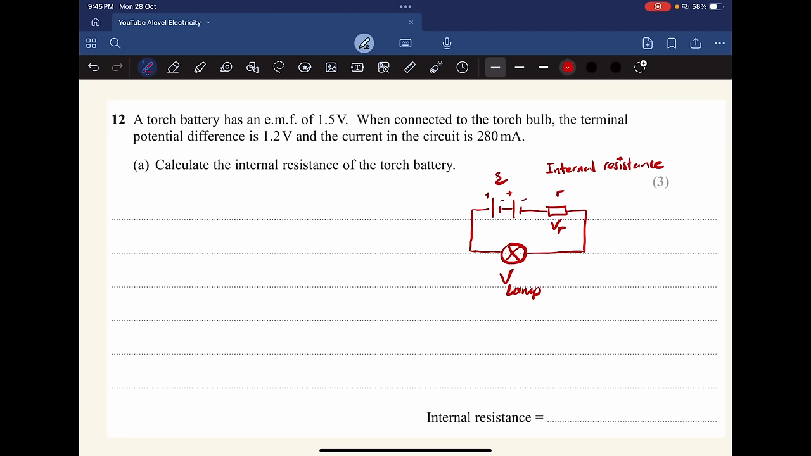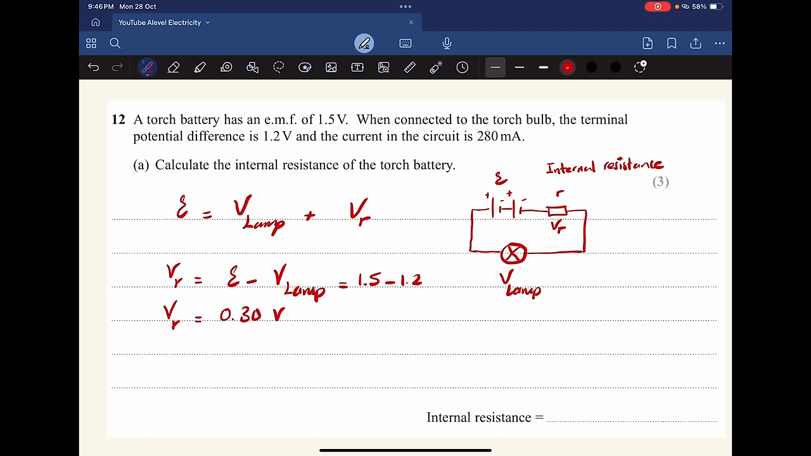Okay, so there is a formula here: epsilon, the electromotive force, is the voltage across the lamp plus the voltage across the internal resistance. Make it simple, my friend. So the voltage across the internal resistance is epsilon minus the voltage across the lamp. Step one is 1.5 minus 1.2, and the voltage across the internal resistance is going to be 0.3 volt. For this step, you will get one mark.